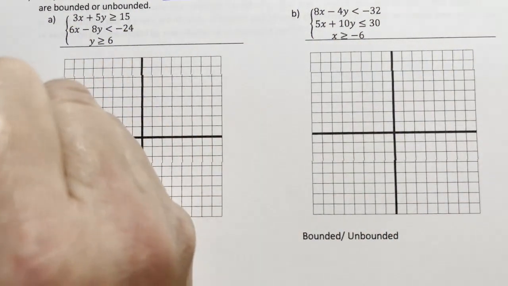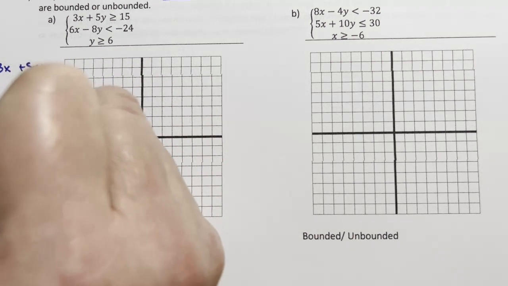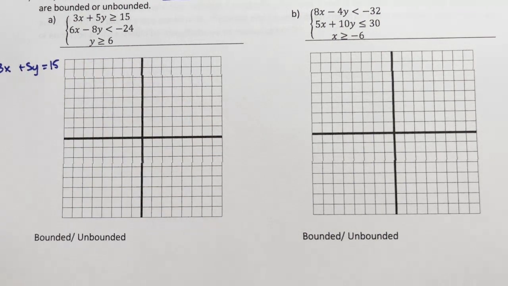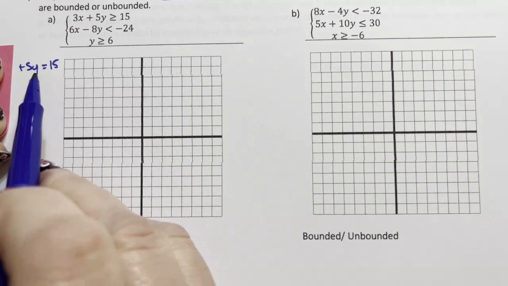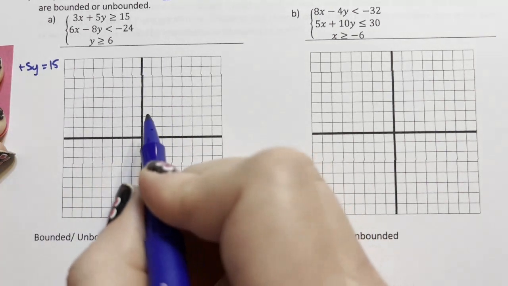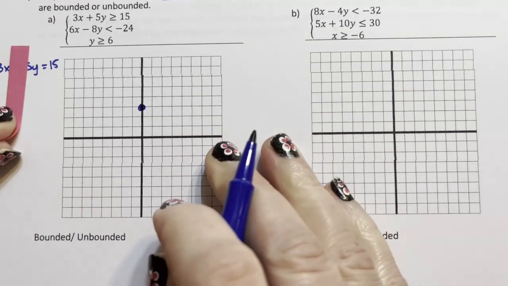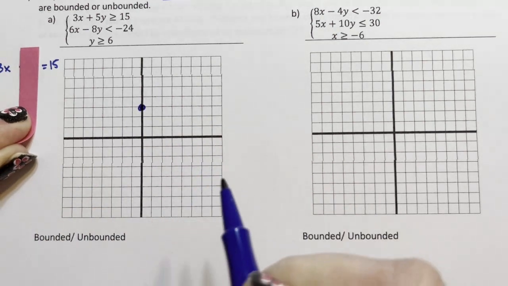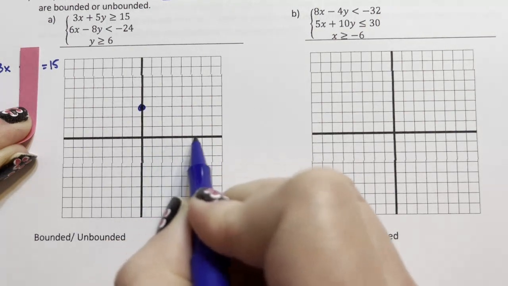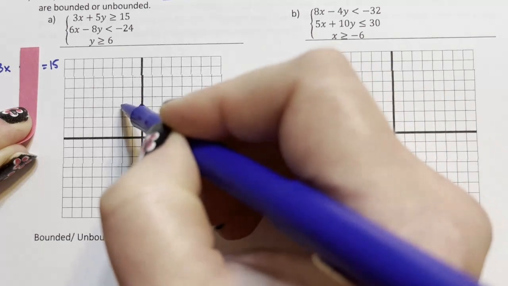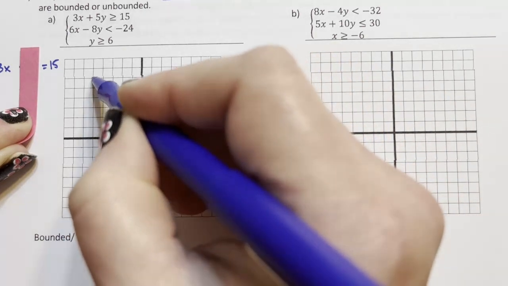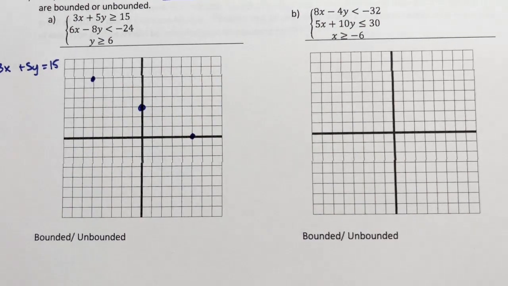Okay, so if I take 3x plus 5y, and I'm going to change this to equals 15, I'm going to do this thing, and this is my favorite thing ever, called the cover it up method. If I cover up the 3x and I have 5y equals 15, and I divide by 5, y equals 3. If I cover up the 5y and 3x equals 15, then x is equal to 5. 1, 2, 3, 4, 5. Because I'm looking for intersection points, 1, 2, 3, 4, 5, 1, 2, 3. All right, so I have 3 points.